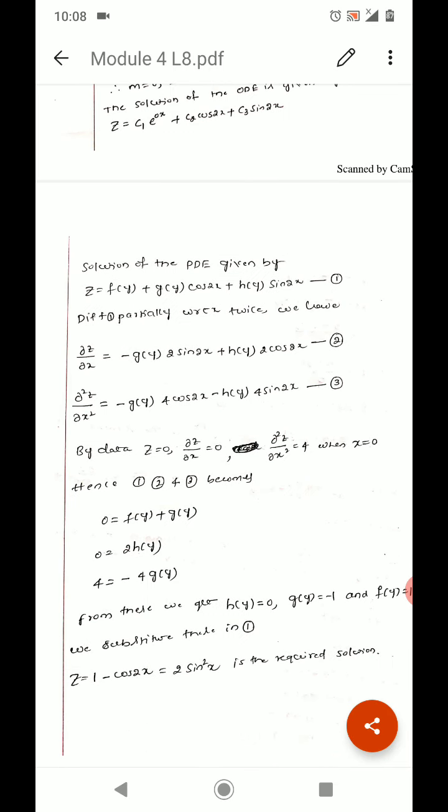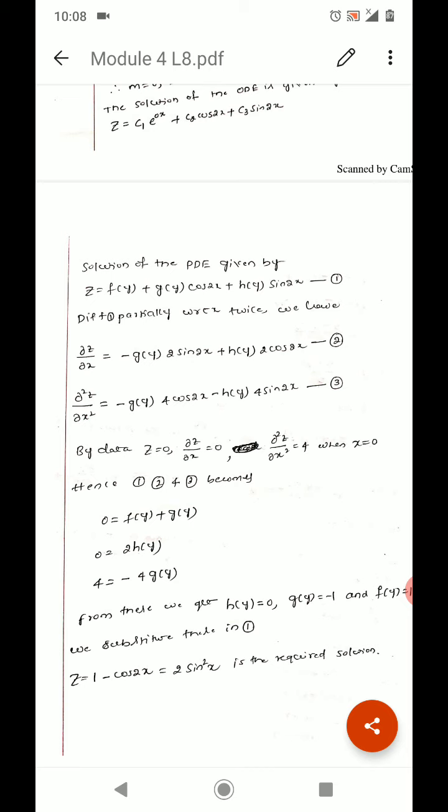So first is del z by del x, which is equal to, since f of y is a constant, we are going to differentiate with respect to x. F of y becomes constant and the differentiation of f of y is 0. So del z by del x is equal to minus g of y into 2 sin 2x, since the differentiation of cos 2x is minus 2 into sin 2x, plus h of y into, differentiation of sin 2x is 2 cos 2x. So this is equation 2.